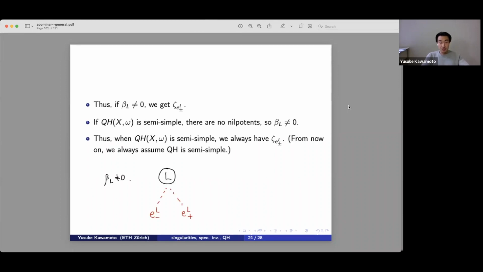So as a result, if we are in a symplectic manifold that has a semi-simple quantum cohomology, then for any Lagrangian L, we always have these two asymptotic spectral invariants, ζ_{E_L^±}. I just drew a figure that tells you that, in this setting, given any Lagrangian sphere, you get two idempotents of the field factors, E_L minus and E_L plus.